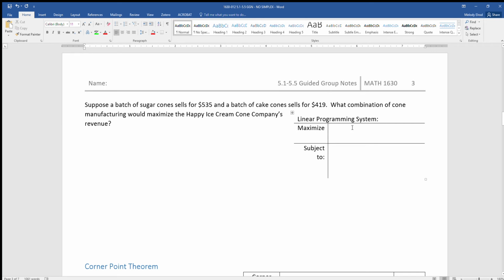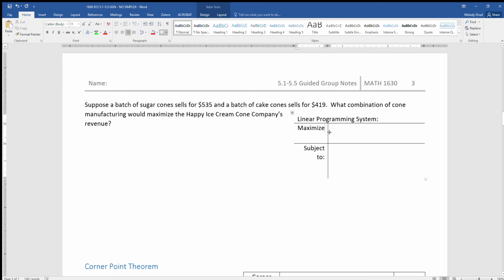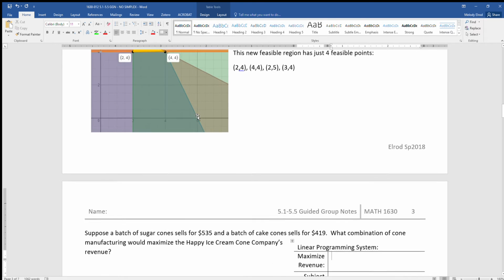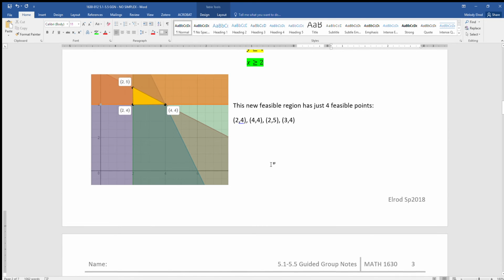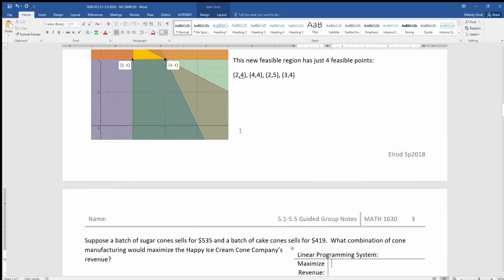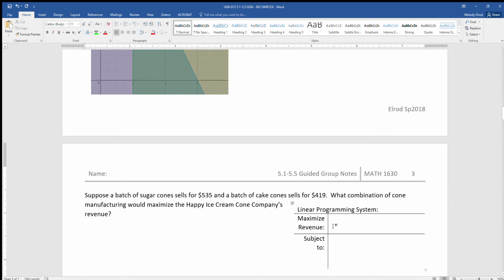What combination of cone manufacturing would make the revenue for this company maximized? How would it maximize it? So if we want to maximize the revenue, we need to come up with some kind of formula for the revenue, right? We could take each of these points back here and plug them in and say, 2 times 419 plus 4 times 535, right? We could do that and figure out what's going on.